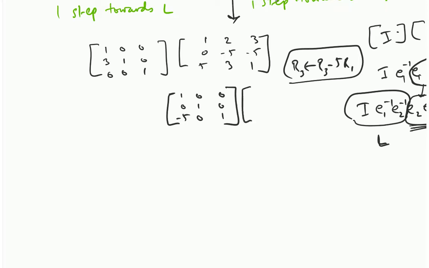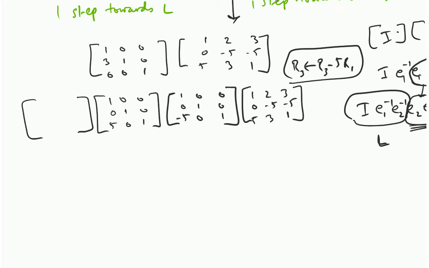Okay. So I'm going to multiply this by this matrix, and at the same time I'm going to take the inverse of this, which is nothing but 1 0 0, 0 1 0, 5 0 1, and post multiply 1 0 0, 3 1 0 with this, right? And what do I get as a result of this?